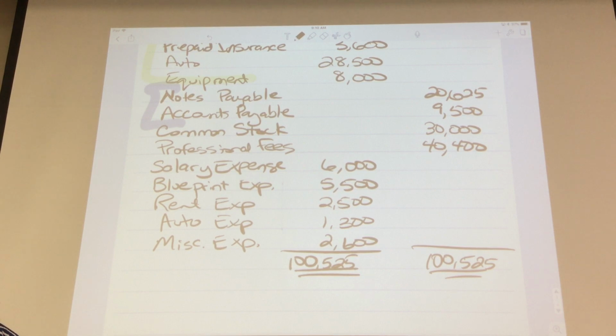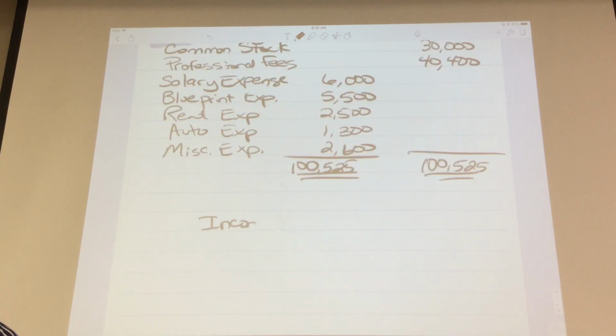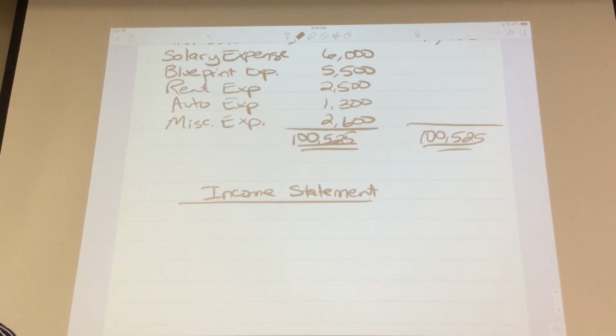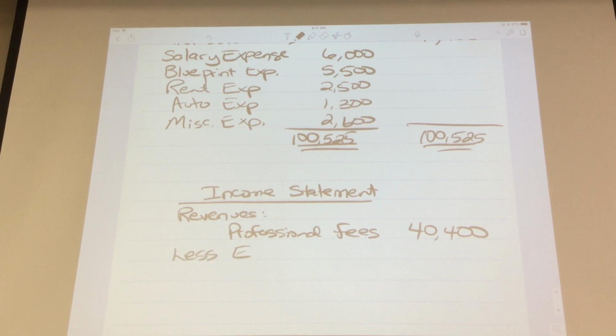So from this list, we could prepare an income statement. What accounts did we say go on the income statement? Just revenues and expenses. So what was our revenue account? Professional fees. Now, do we add the revenue and expenses, or what do we do? Do we add them? Subtract them. Somebody whispered it. Less the expenses. All right, so you're going to subtract the expenses.